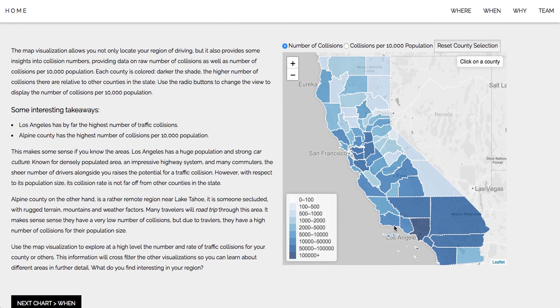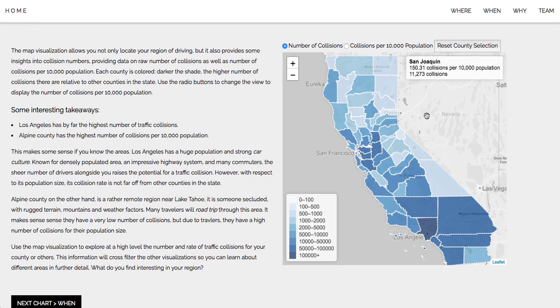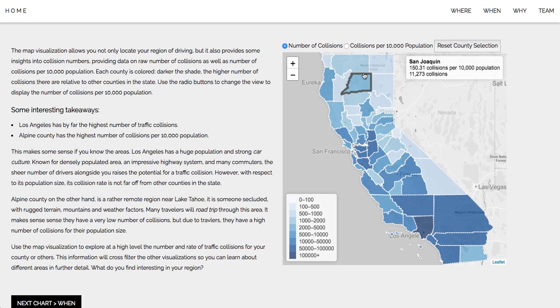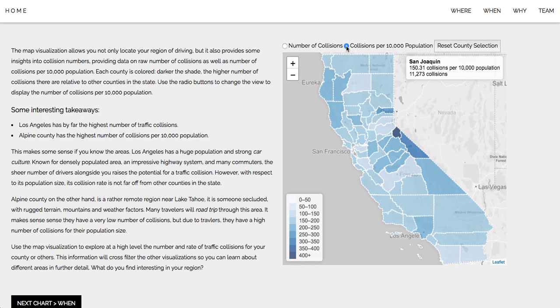Here we provide the user a choropleth map to which they can select different counties of interest, or counties to which they may be primarily driving, to explore at a high level the different rate of collisions as well as the number of collisions overall for the state. We even allow for a radio button to swap the displays a little bit to highlight the collision rate per population. This is useful for identifying or discovering insights for less populous regions.